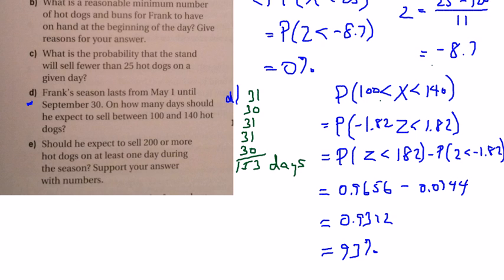It says, on how many days should he expect to sell between these many? So 0.93 multiplied by 153 days, and so we get on 142 days he would sell between 100 and 140 hot dogs.